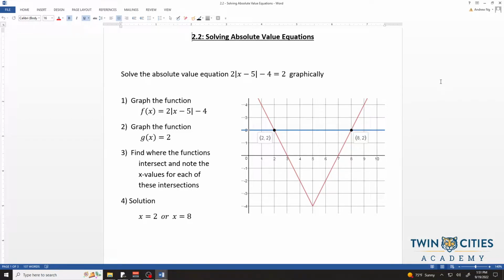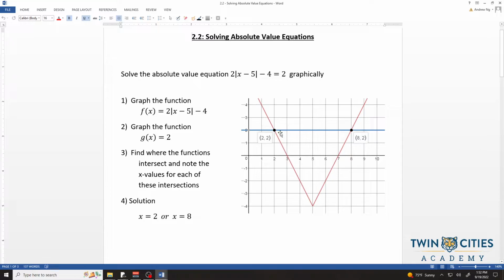So the first line is going to say f of x equals 2 times the absolute value of x minus 5 minus 4. And what that's going to give you is this red V-shaped graph here. And then the second line, I just want to say g of x equals 2. So the left side is that 2 times the absolute value of x minus 5 minus 4, and the right side is that 2. Well, what that's going to do is create this horizontal line at y equals 2, and these are going to intersect with each other.